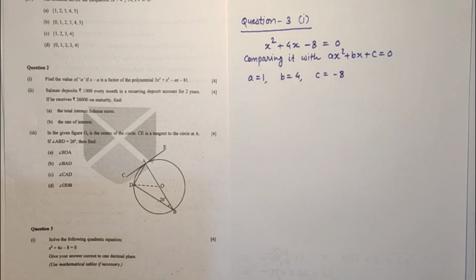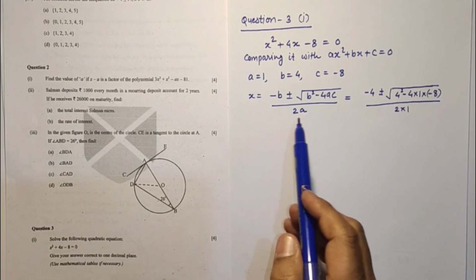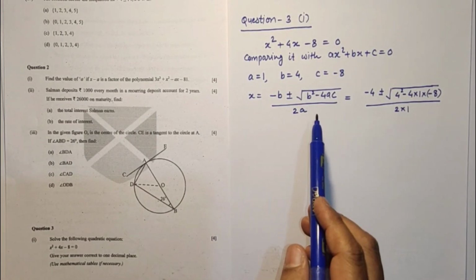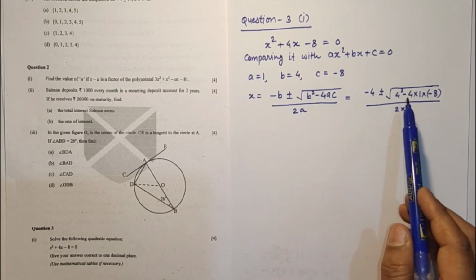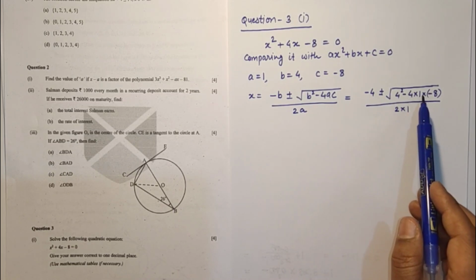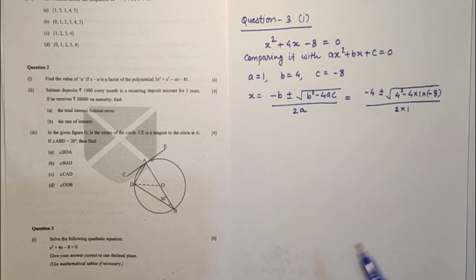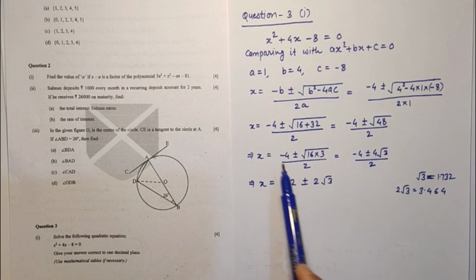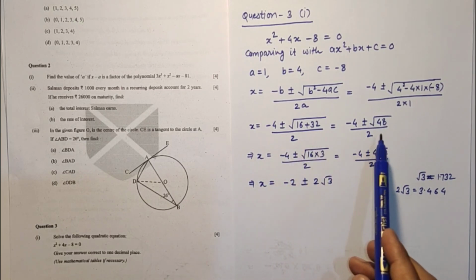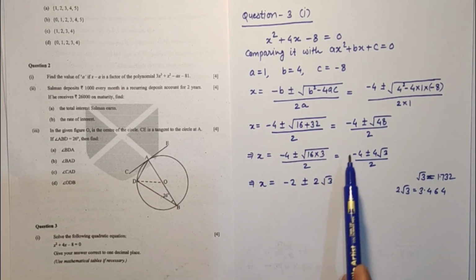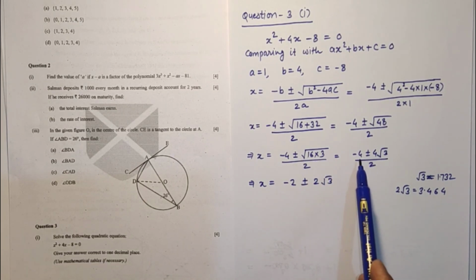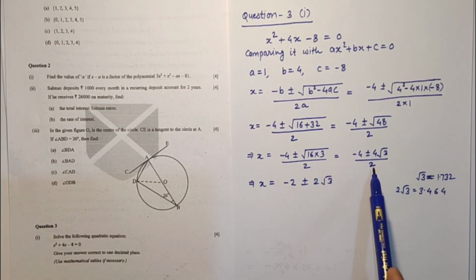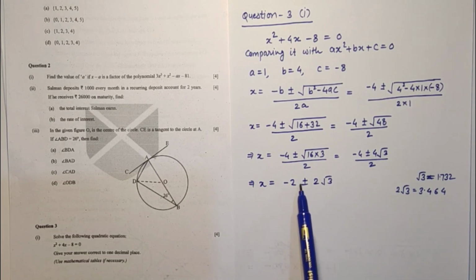Using the quadratic formula, minus b plus minus square root of b square minus 4ac upon 2a, which is equal to minus 4 plus minus under root 4 square minus 4 into 1 into minus 8 by 2 into 1. After simplification, it will be minus 4 plus minus square root of 48 by 2. 48 is 16 into 3, so square root of this is 4 root 3. Minus 4 plus minus 4 root 3 by 2. 2 is divided in both, so minus 2 plus minus 2 root 3.